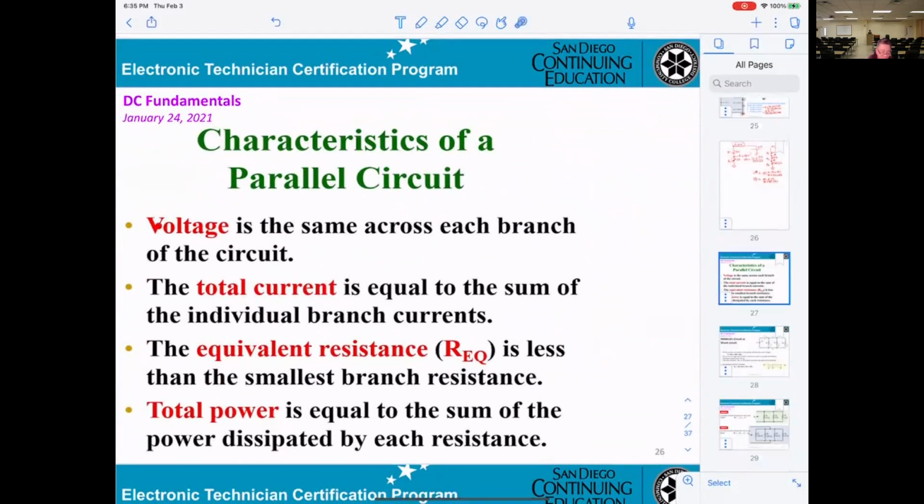They are telling you the voltage is the same across each branch of the circuitry. The total current equals the sum of the individual branch currents. The equivalent resistance is less than the smallest branch resistance. Total power equals the sum of the power dissipated by each resistor.